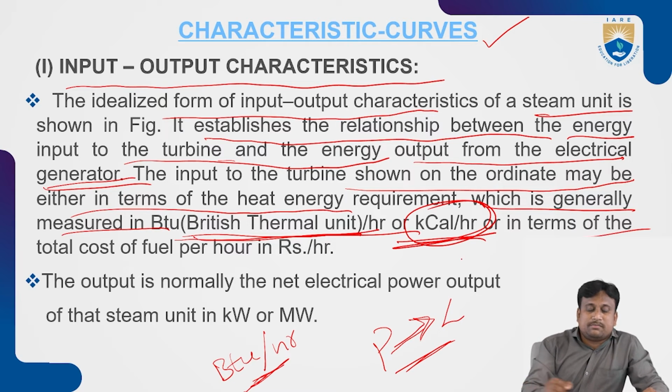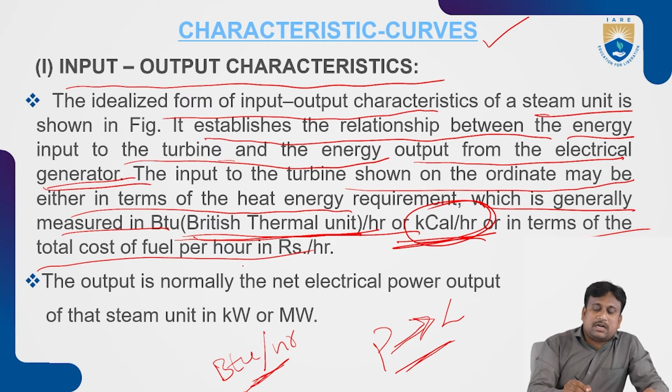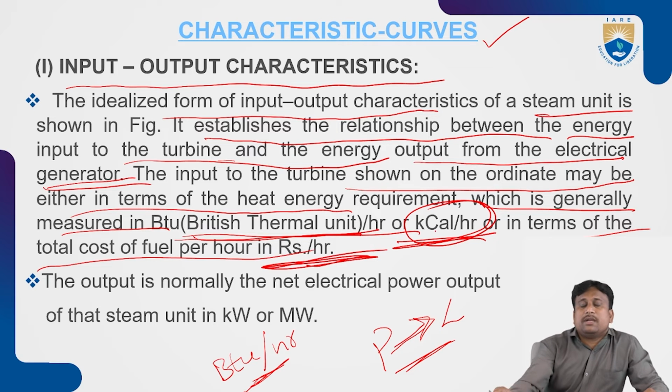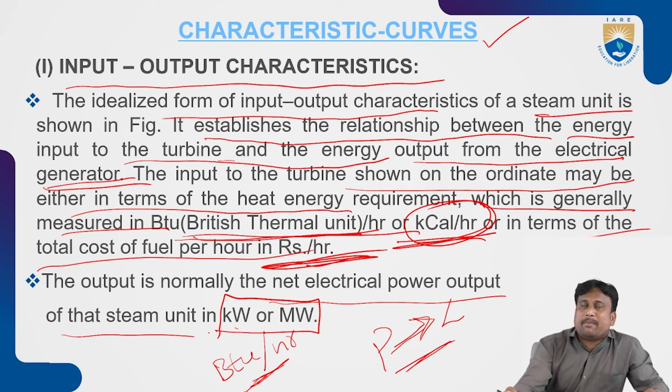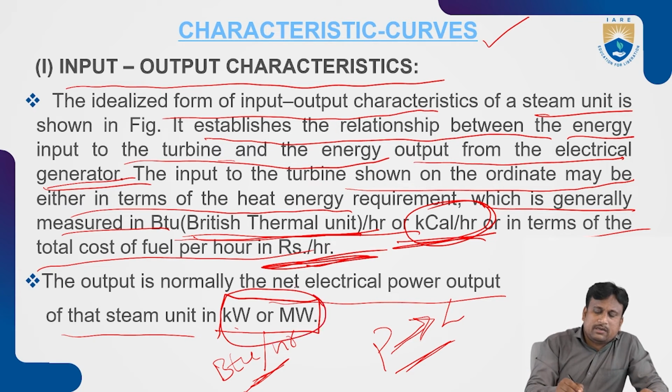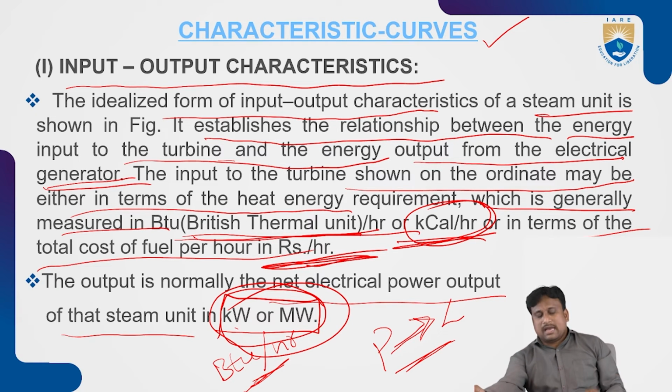It is also considered in terms of the total cost of the fuel, which is considered per hour in rupees, or rupees per hour. Output is normally the net electric power of that particular steam unit, and it is measured in kilowatts or megawatts. Whatever output is produced or generated is normally the net electrical power, measured in kilowatts or megawatts. That much range of power is generated as output.